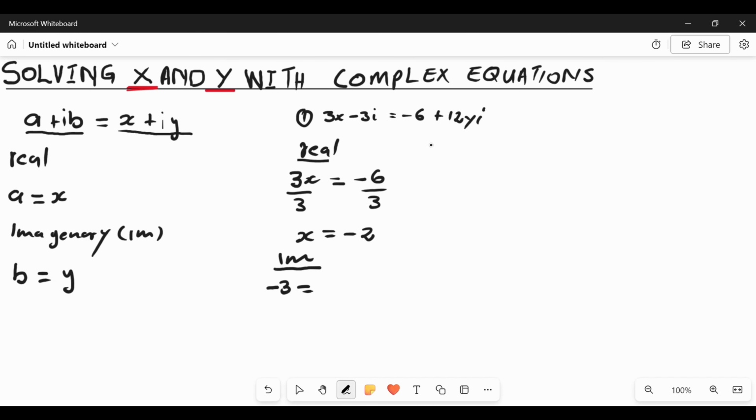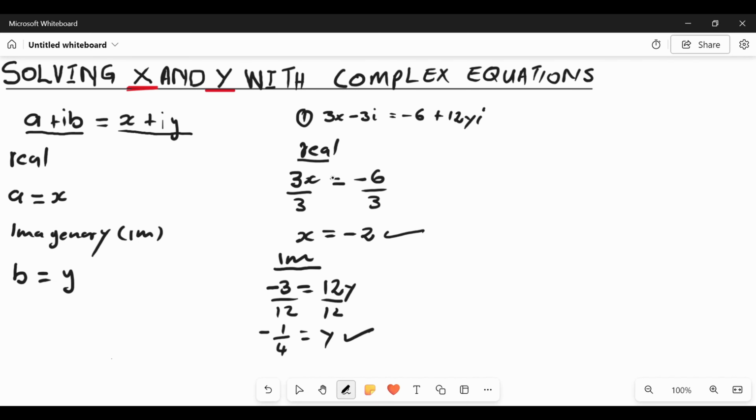On your right hand side, you're also going to consider the imaginary part of this complex number, which is going to be 12y. Again, don't include this i, because this Im represents the imaginary part of this complex number. Right. So from there, we solve for y. We're just going to divide by 12 both sides. And we know that negative 1 over 4 is equaling to y. So x is equaling to negative 2 and y is equaling to negative 1 over 4.